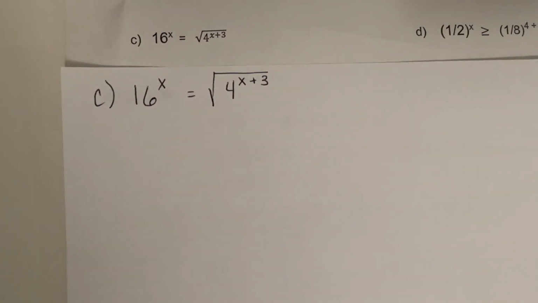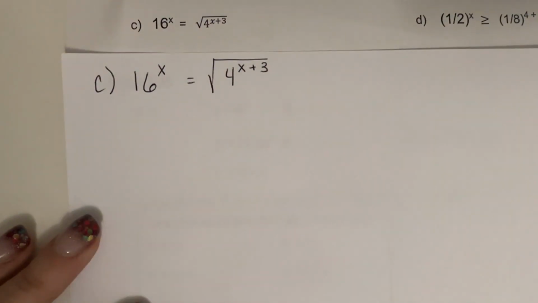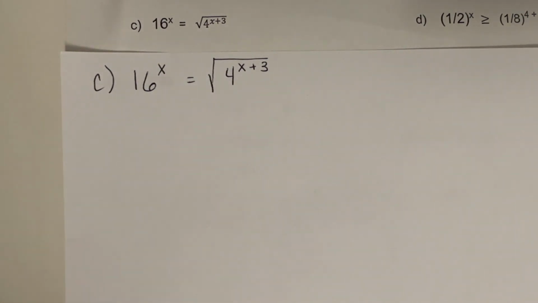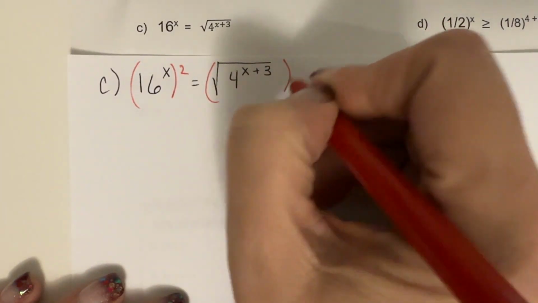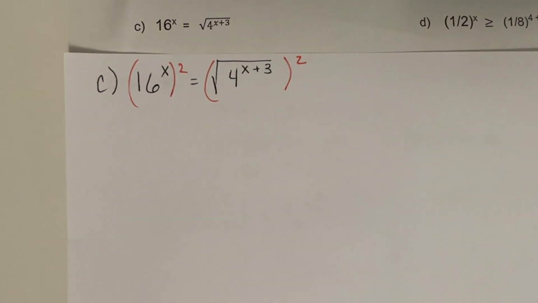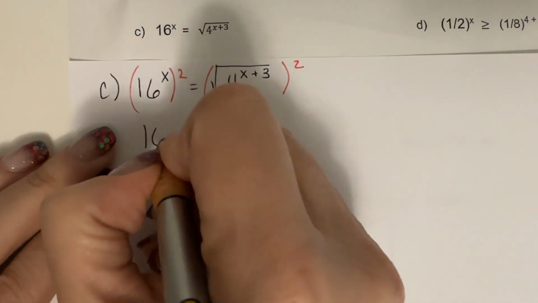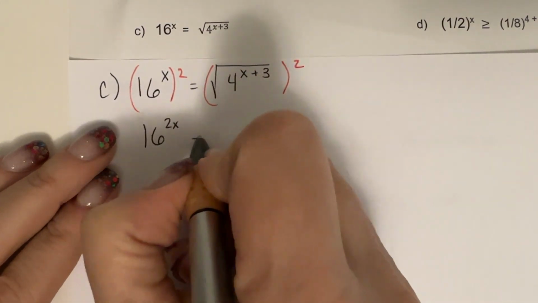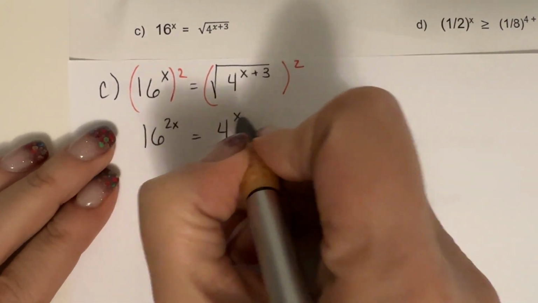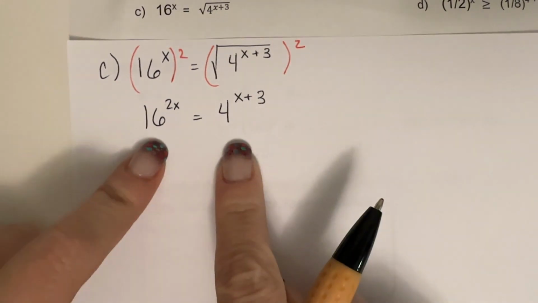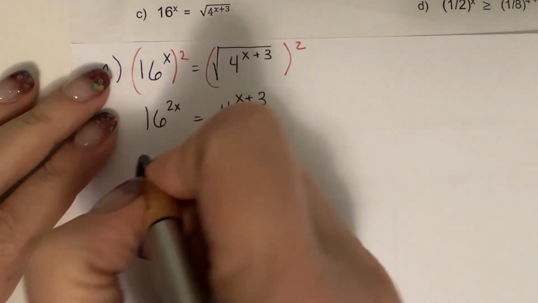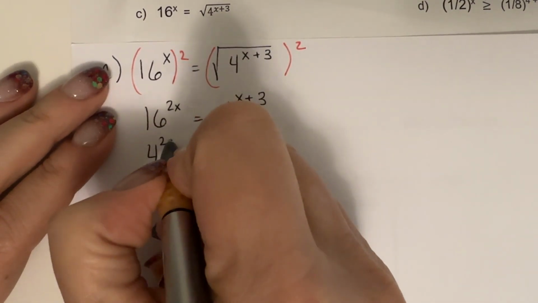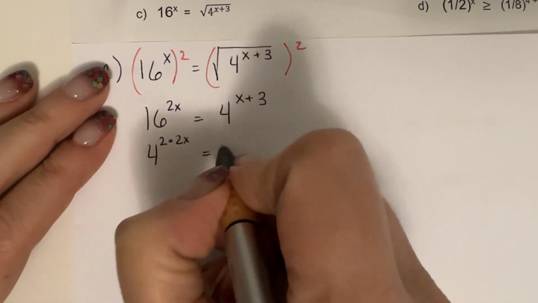Okay, so this is a little different. We haven't seen something like this before. I can't work with a problem with a square root on it, so I am going to square both sides. Okay, so on the left, I have 16 to the 2x power, and on the right side, I've got 4 to the x plus 3. Now take a look at those bases. You should notice that you can rewrite 16 as 4 to some power, and we've got a little 2x there.